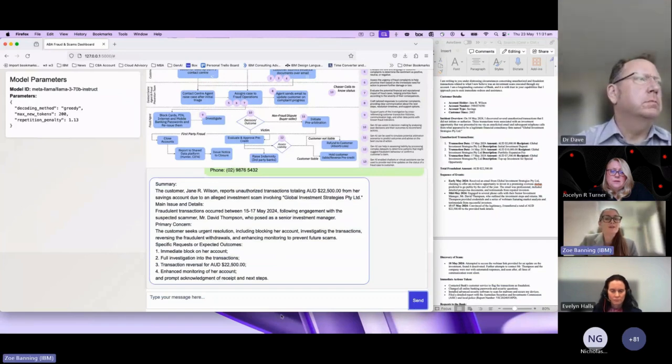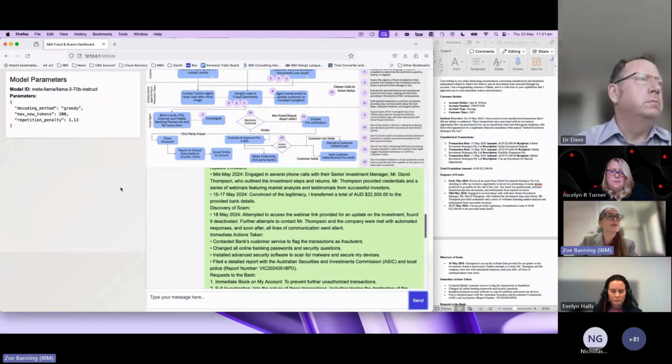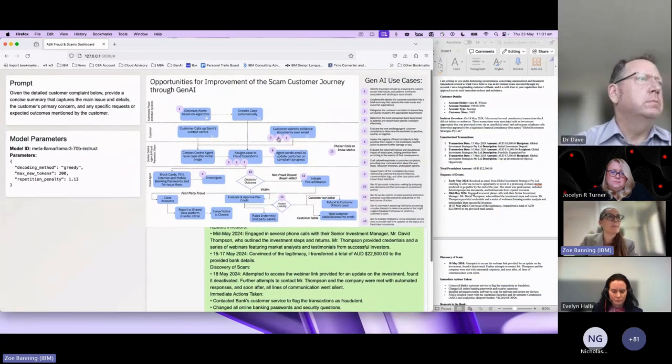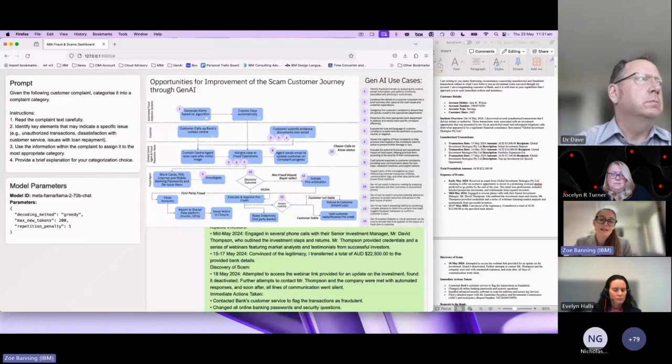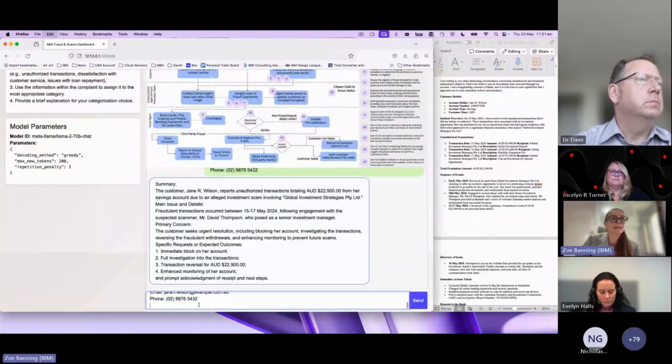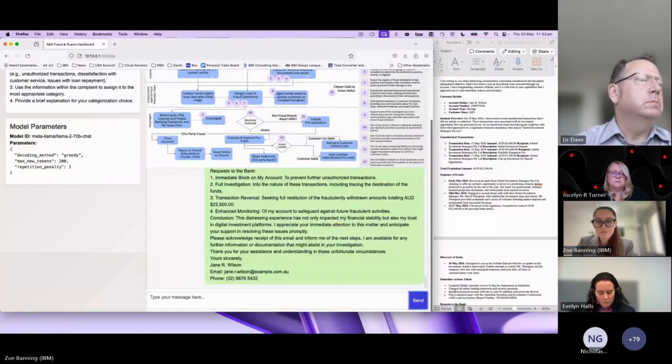Now let's move into the next use case, number 3, which is categorization. So I'll click on that one. I'm going to give the large language model a prompt for which it is going to evaluate and categorize the complaint. So it's updated the prompt on the left-hand side of the screen. I'll drop in the customer complaint again.